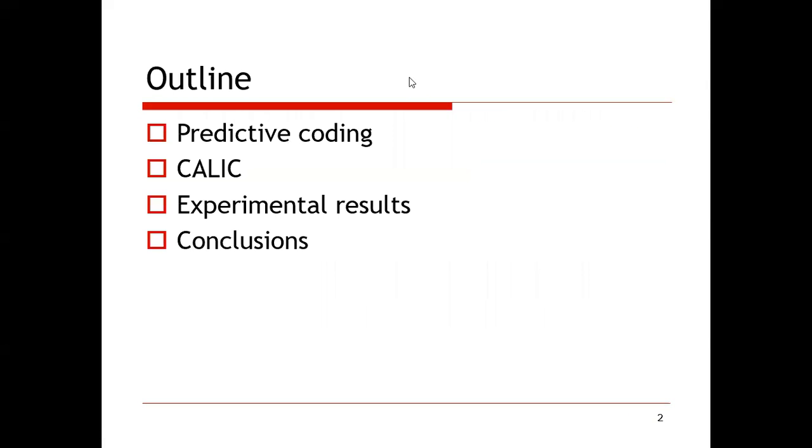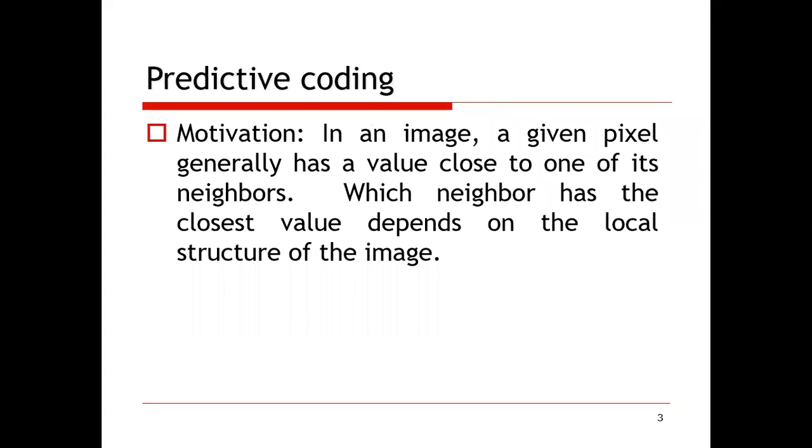Now the outline of this chapter is that first one is predictive coding, second one is CALIC, then experimental result, and third one is conclusion. You already know what predictive coding is. You have already seen in the previous lecture in the PPM what predictive coding is.